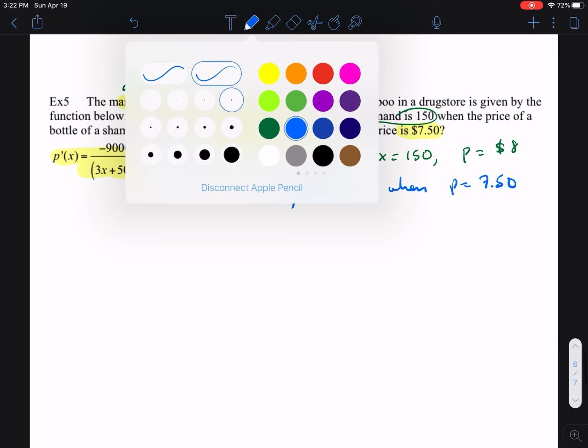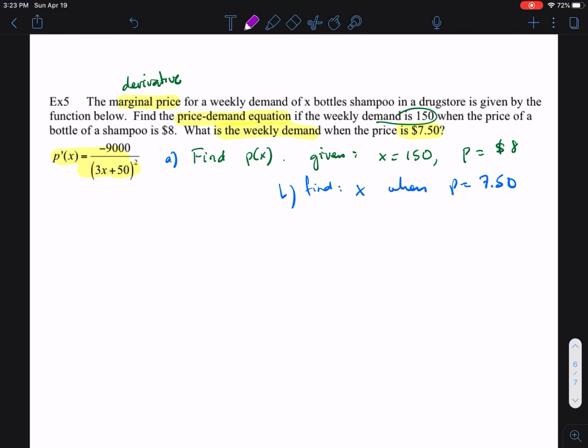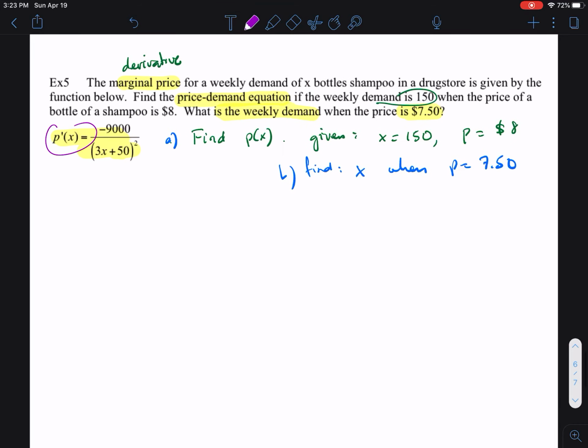The very first thing we want to do is find the price demand equation from the derivative. So we know that P of X, the price demand equation, is equal to the integral of P prime of X dx, since the antiderivative of P prime of X is P of X. So let's put P prime of X into the integral.